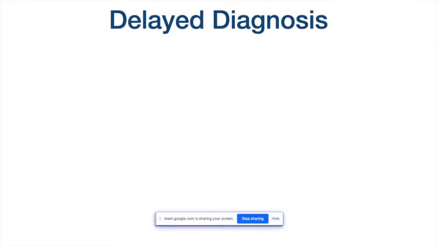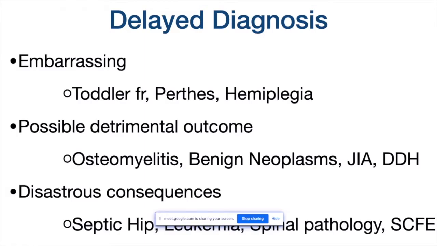What happens if the diagnosis is delayed? It may be an embarrassment, it may be a detrimental outcome, it may be a disastrous consequence. With embarrassment, even if you miss a toddler's fracture, there is no problem, there are no long-term consequences. Even if you miss Perthes, there is nothing wrong going to happen. Even if it's diagnosed later, the treatment remains the same.